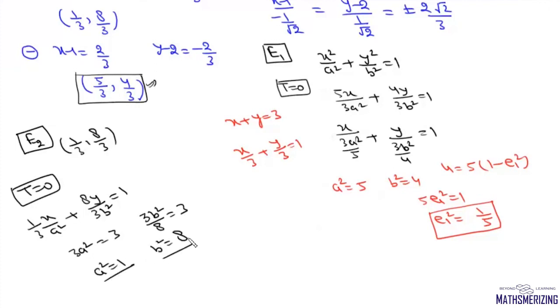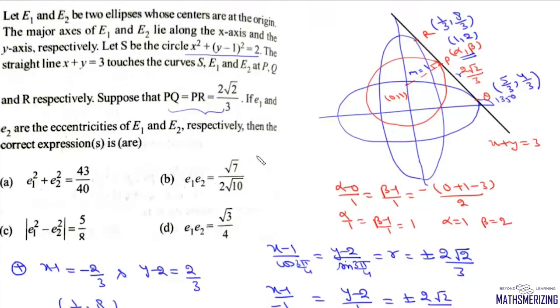So basically in this case a and b should be interchanged as it is an ellipse of the second form. So considering this as b and this as a, we can write b squared equals a squared times (1 minus e squared). So we get 8 e squared equals 7. So the value of e2 squared is simply 7 by 8. So we have e1 squared as 1 by 5 and e2 squared as 7 by 8.